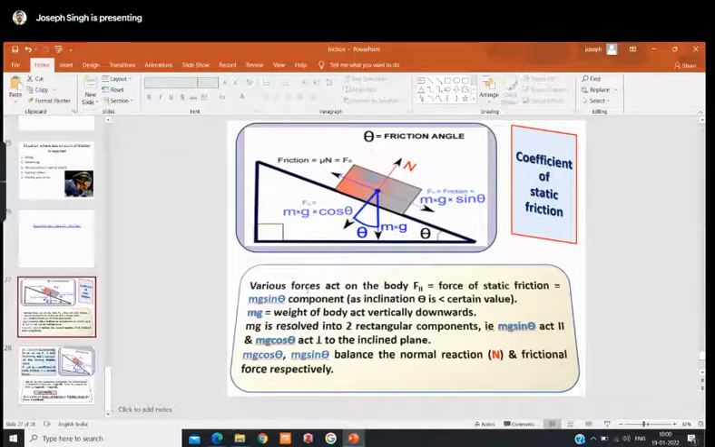Okay? Various forces act on a body, that is F1, here you can see, is equal to the force of static friction, which is equal to mg sine theta component, as the inclination angle is greater than a certain value. So what is mg here? Mg is the weight of the body, vertically downward. Okay, that is mass into gravity, mg.